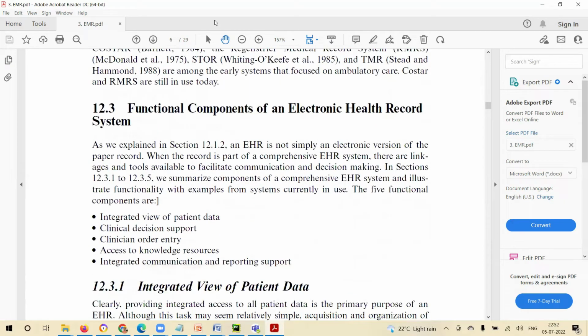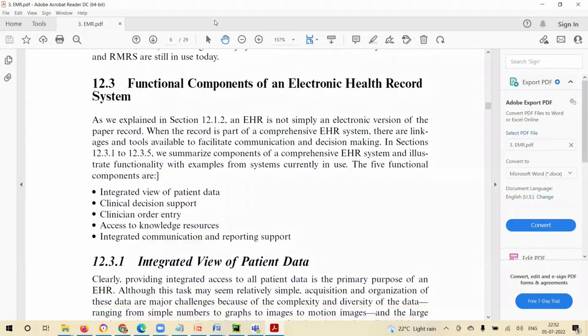What are the different components of EHR? Integrated view of patient data. What is integrated view of patient data? Can you guess? Clubbed history of a patient. History of patient, okay.